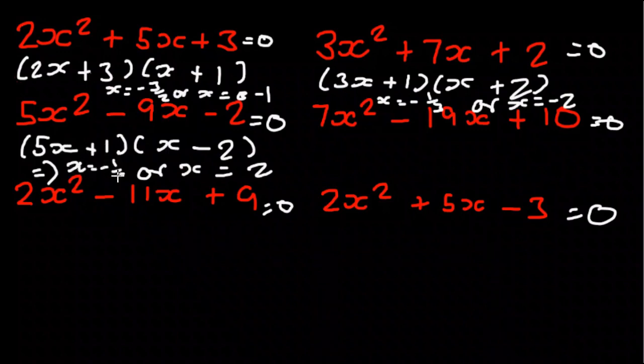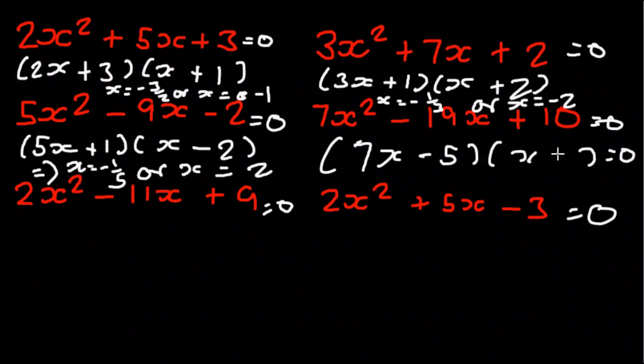7 again is prime, so hopefully you're seeing how this simplifies calculations massively. And 10 doesn't have that many factors, and sifting through them all we are going to get minus 5 and minus 2, which gives us minus 14x, minus 5x, which gives us the minus 19x we need. This again is x equals 2, or 7x is equal to 5, so x is equal to 5 over 7.